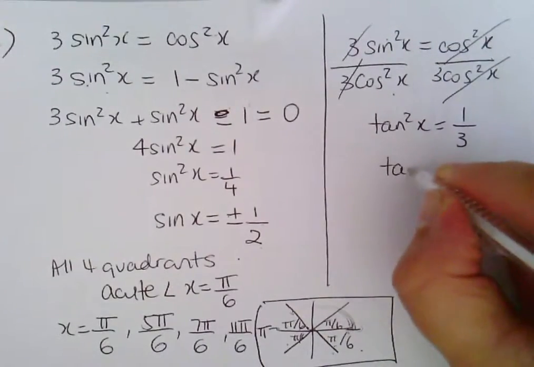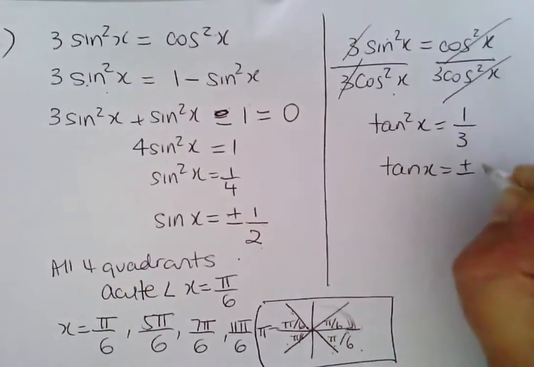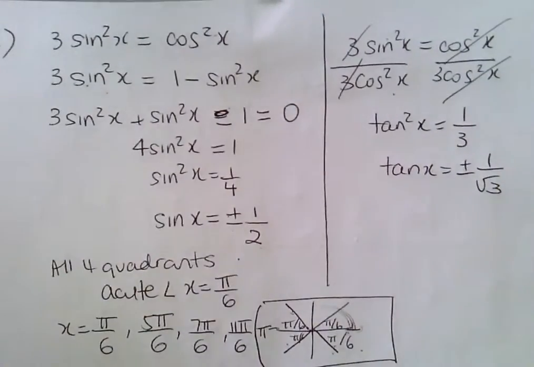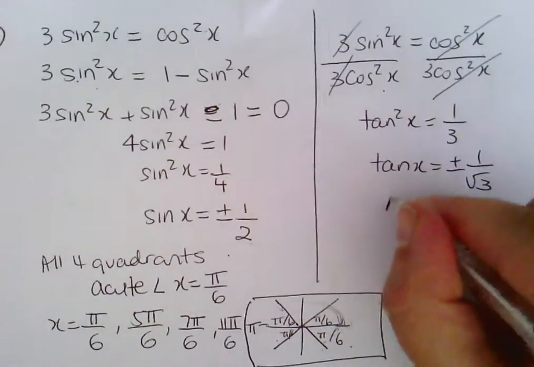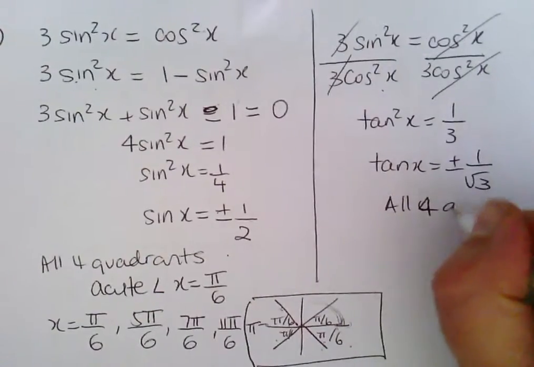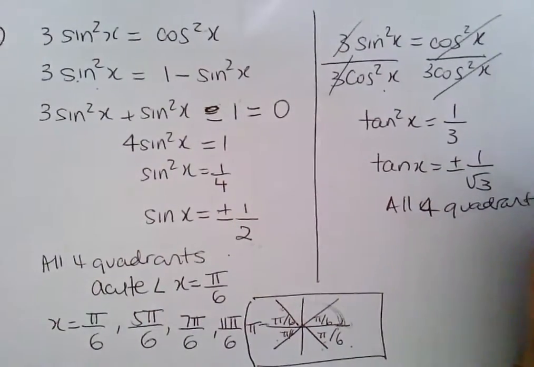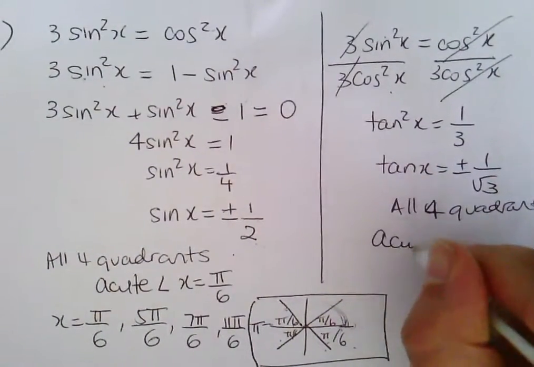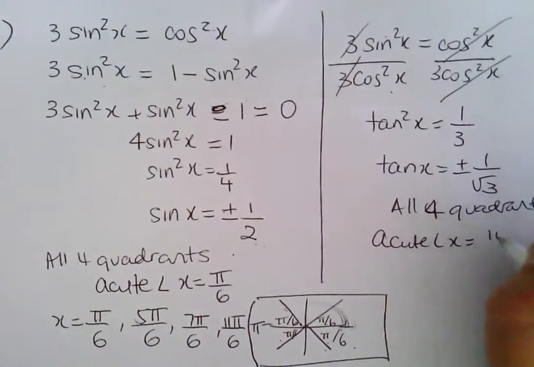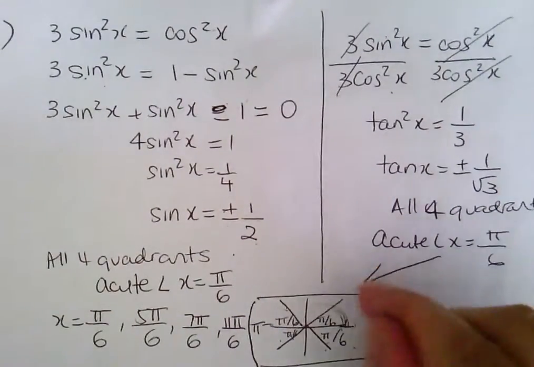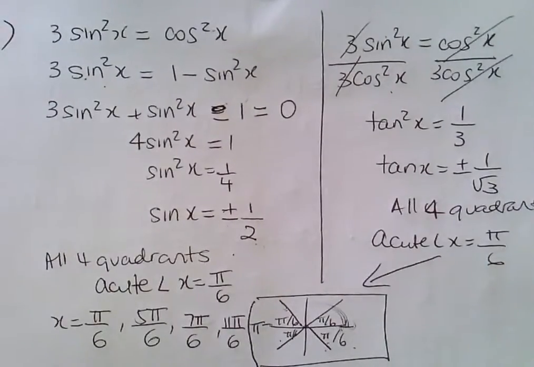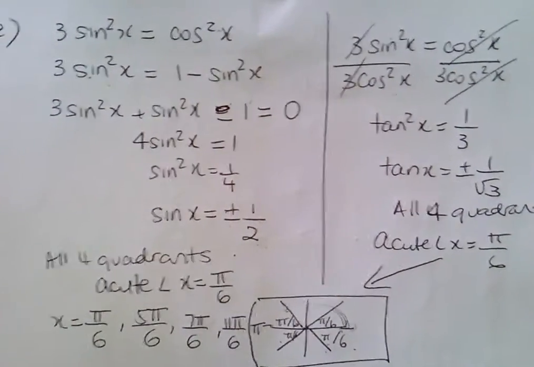So therefore, tan of x is plus or minus 1 on root 3. And what's all 4 quadrants? I think we should get the same answer. All 4 quadrants, what's your acute angle? Yeah, and there you go. Same answer. Acute angle pi on 6, same answer. So you could have done that 2 ways.